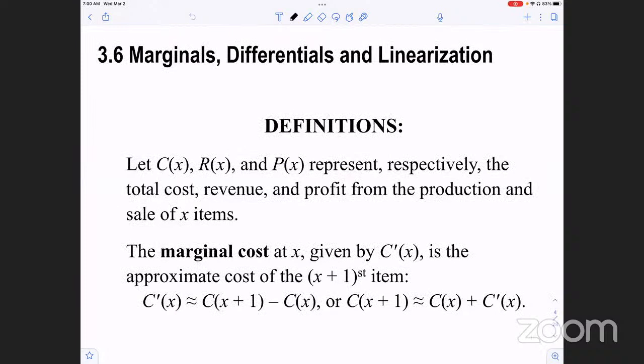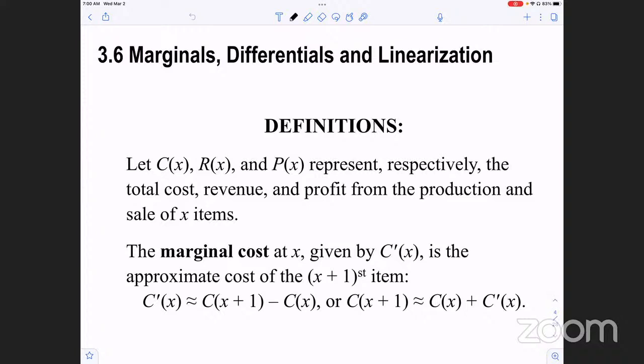C of x, R of x, and P of x represent respectively the total cost, revenue, and profit from production and sale of x items. The marginal cost at x, given by C prime of x, is the approximate cost of the x plus first item. So C prime of x is approximately C of x plus 1 minus C of x.